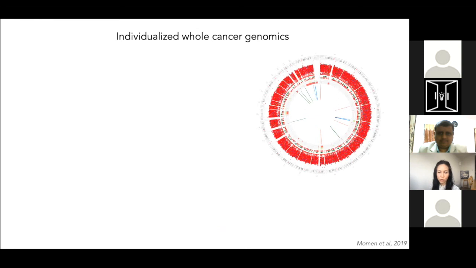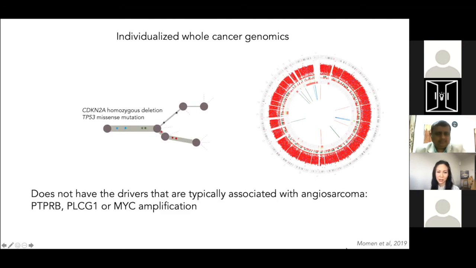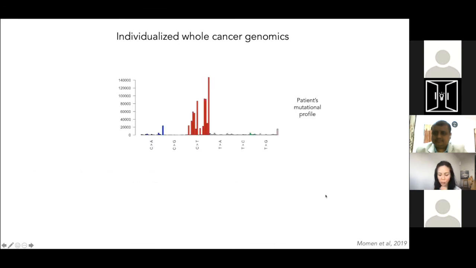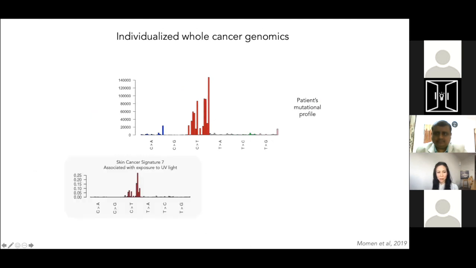I do his whole genome sequence, and we get huge amounts of red dots, as you can see. And this looks like malignant melanoma. This is UV damage. Now, his drivers are boring, CDKN2A and P53. He doesn't have the drivers that are typically associated with angiosarcoma. When we look at his mutations, we see the classic pattern of UV damage that is typical of UV.